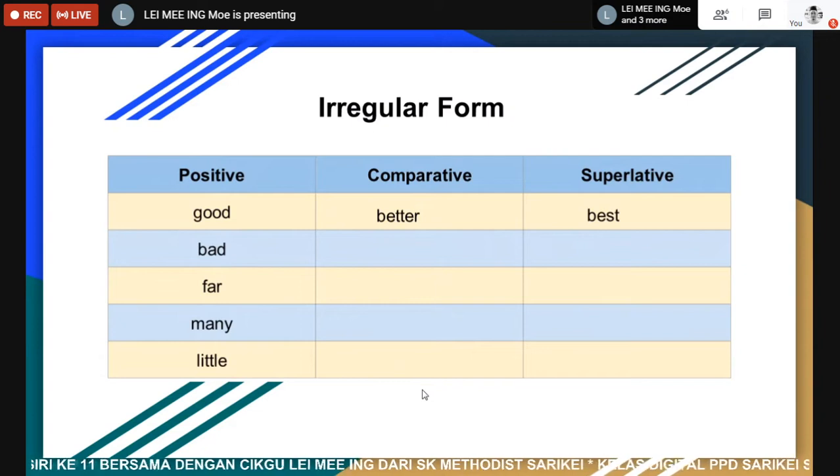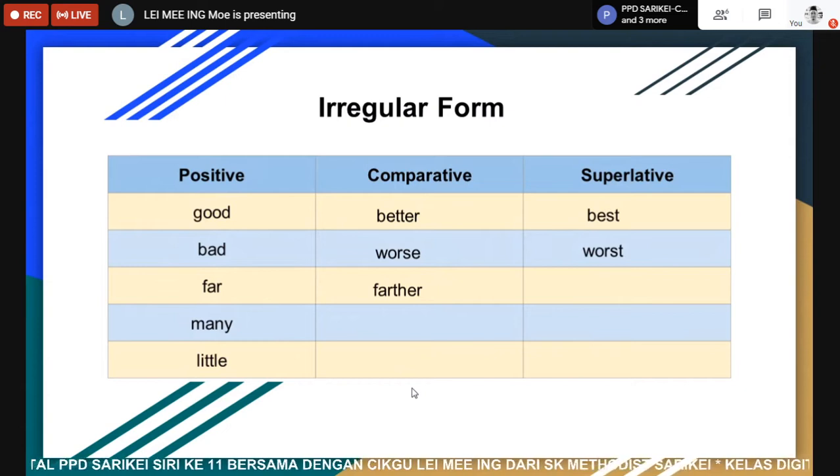How about bad? Comparative form for bad. We have bad, worse, W-O-R-S-E, and then superlative form, the worst. So bad, worse, and worst. Far, the comparative form for far, farther, and farthest. So sometimes we can see further and furthest, right? Actually, farther and further, the same meaning. Both can be used. So far, further, furthest, or far, farther, farthest. The same. All right, next one.